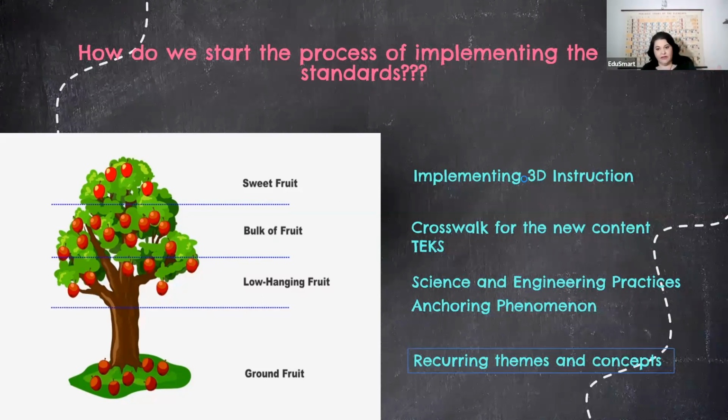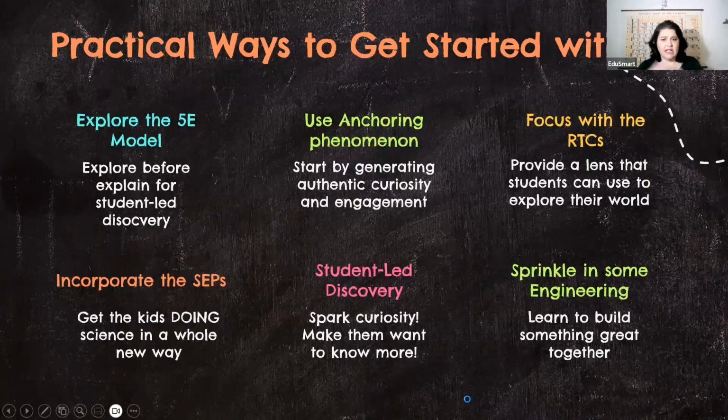To implement full 3D instruction, it's not easy. It is a process. So please know this is baby steps. It's okay to take baby steps to get there. Start with one thing and then get really good at that and then add something else. And maybe you want to start with some of those recurring themes and really giving the lens and putting a context around it. Maybe we start with anchoring phenomenon and asking questions and modeling the type of thinking that we want to happen.